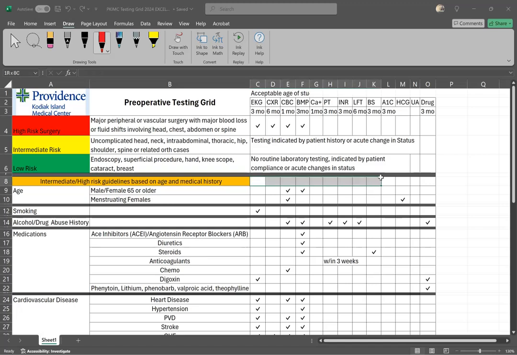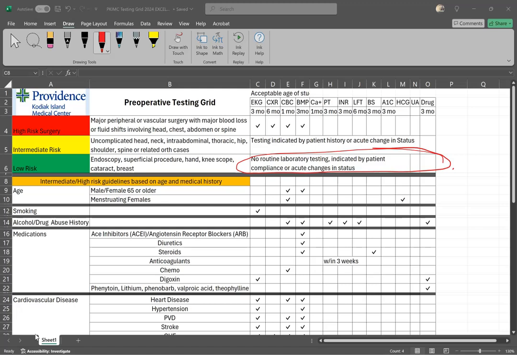We're looking right here for that. But you see the second part, it's indicated by patient compliance or acute changes in status. We're going to revisit that as we move along for this patient.